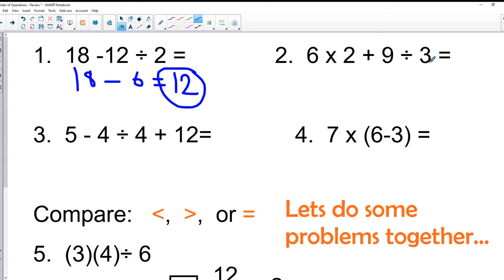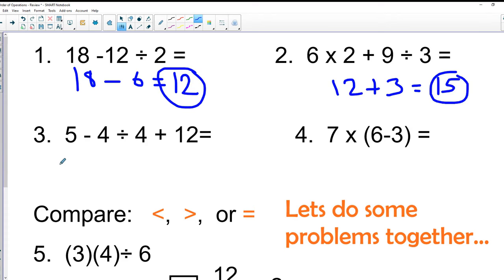Number 2, we got 6 times 2 plus 9 divided by 3. So we're going to go through here. There's no parentheses, no exponents. We're going to start with multiplication and division. And as we go from left to right, 6 times 2 is 12. 12 plus 9 divided by 3, which is 3. 12 plus 3 equals 15.